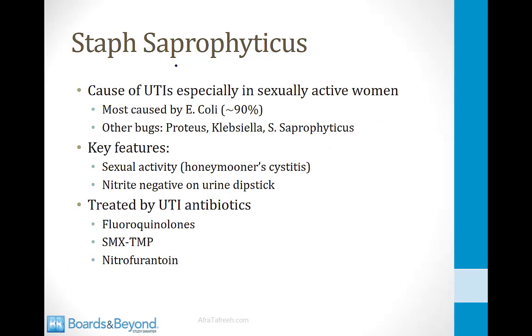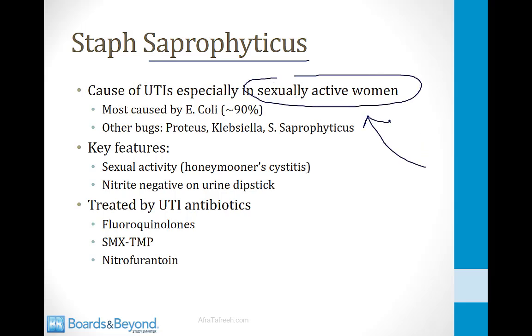And the last staph that we'll talk about is Staph saprophyticus. This bacteria is a common cause of UTIs, especially among sexually active young women. It's high yield to remember this demographic. Most UTIs are caused by E. coli, about 90%, but there are some other bugs which can cause UTIs. These include Proteus, Klebsiella, and Staph saprophyticus, as well as in rare cases Enterococcus.